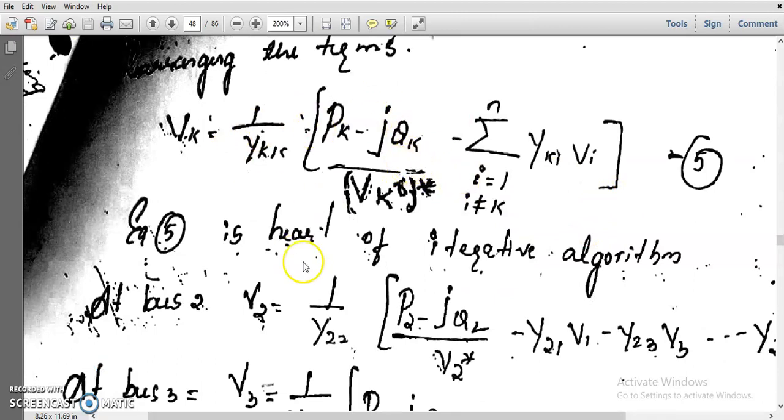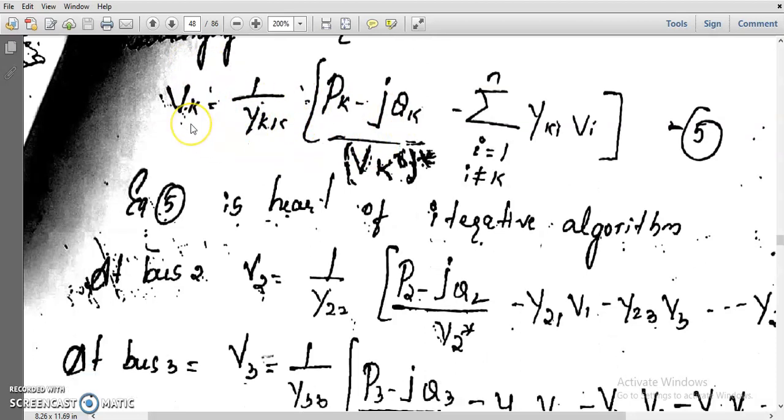The same equation we can rewrite for different buses. So this is the Gauss-Seidel derivation. This equation we are taking for problems, and I will tell you how to write it for different buses. This is the main and general equation. For example, the first bus is the slack bus, no need to calculate. You have to go for the second bus onwards, V2, V3, because V1 is the slack bus. Therefore for V2, put k equals 2: 1 by Y_22 times P2 minus j Q2 divided by V2 raised to star, raised to r.